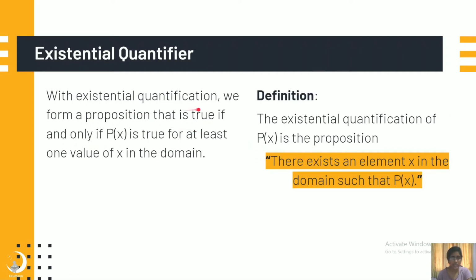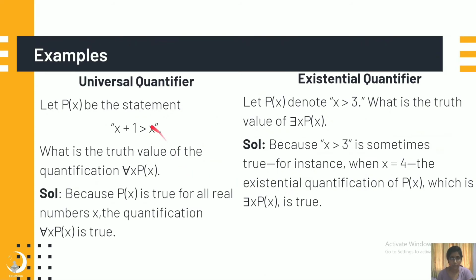What is the existential quantifier? With existential quantification, we form a proposition that is true if and only if P of X is true for at least one value of X in the domain. It can't be true for every value, but it should be true for at least one value of X in the domain. Here is the definition of existential quantification. The existential quantification of P of X is the proposition there exists an element X in the domain such that P of X. Let's see an example to understand better.